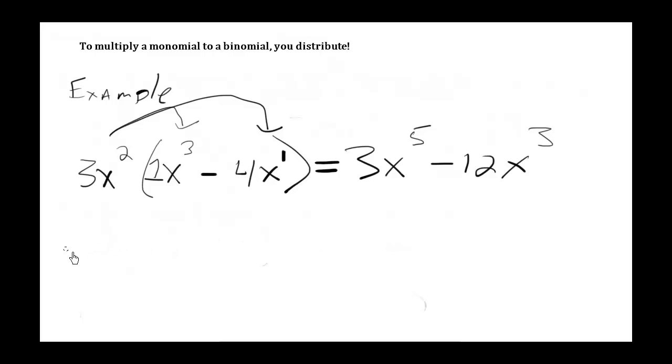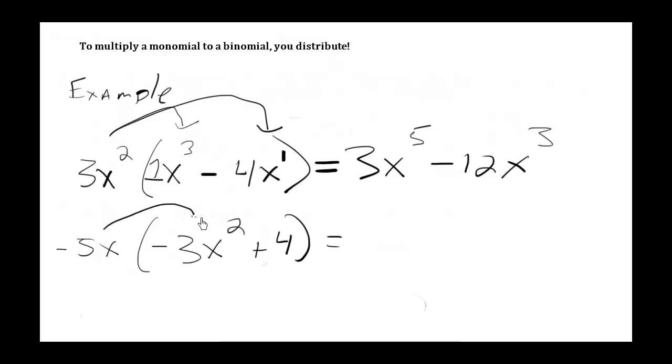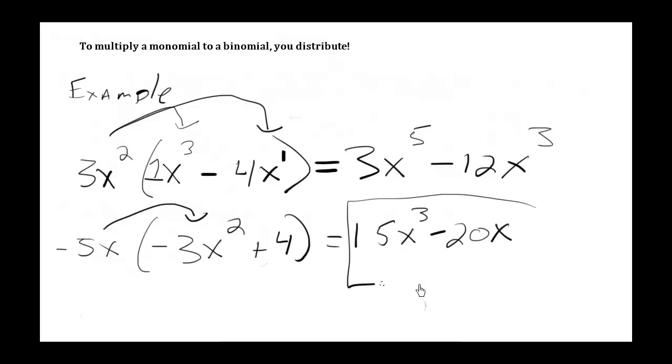Okay, let's take a look at one more. Let's do minus 5x as the monomial, and the binomial is going to be minus 3x squared plus 4. Same thing, distribute. So here to here, negative 5 times negative 3 is positive 15. X, add the exponents, it's going to be 3. And then minus 5 times 4 is minus 20x. And we got it. Okay, that's monomial times a binomial.